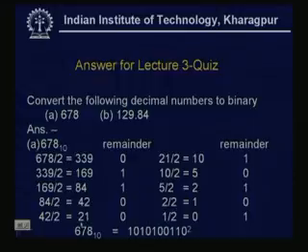This is 678 in the decimal number system. We have to take the remainders in reverse order, that means 1010100110. So, this is my answer in binary.